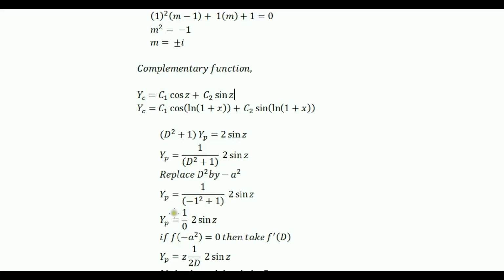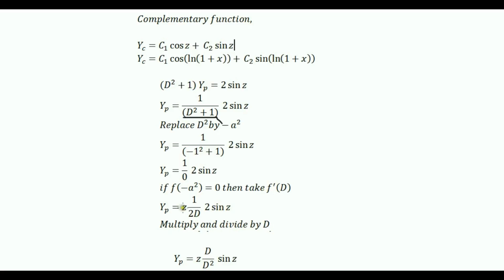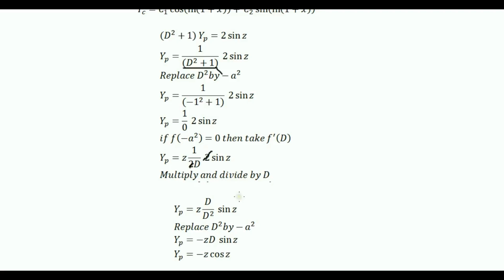And by solving this, I get 1 upon 0 times sin z, which goes to infinity. So if we have function f(D) equal to 0, then we will take the first derivative of the function f(D). So I will take the first derivative of this function over here. Yp equals z times 1 upon 2D. The derivative of D square plus 1 is 2D, times sin z. Now 2 and 2 are cancelled by each other, and now I will multiply and divide by D.